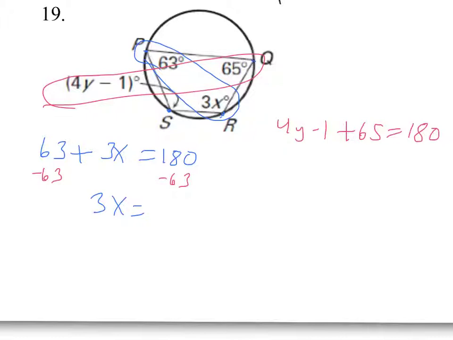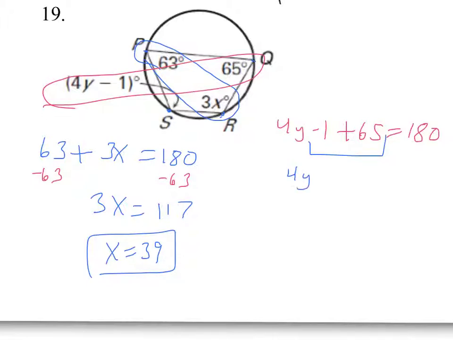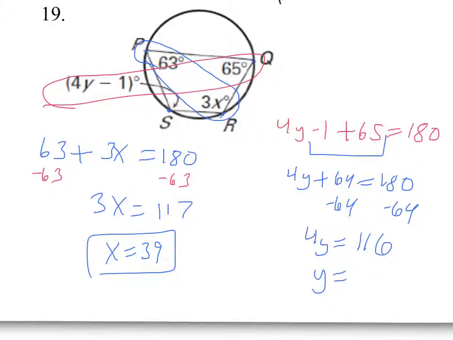So here, 180 minus 63 is 117. And then 117 divided by 3 is 39. Over here, I'm going to just put together the -1 and the 65. And then, let's see here, subtract 64. And 116 divided by 4 is 29. So there are your answers, 39 and 29.